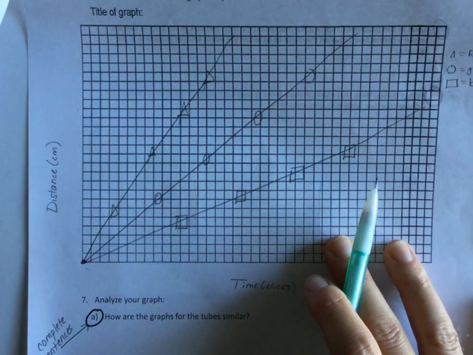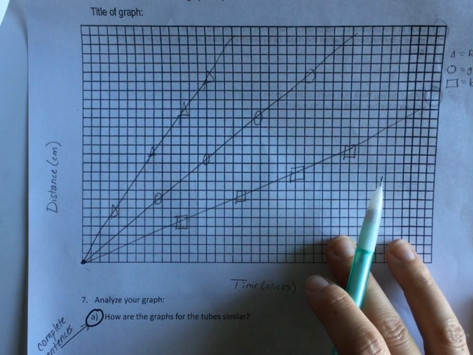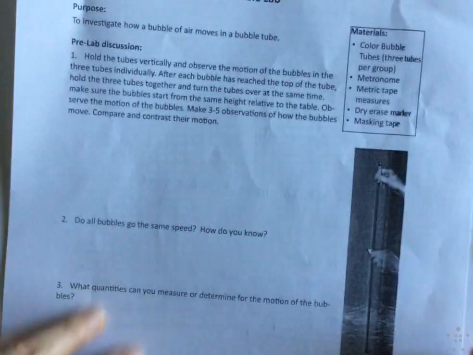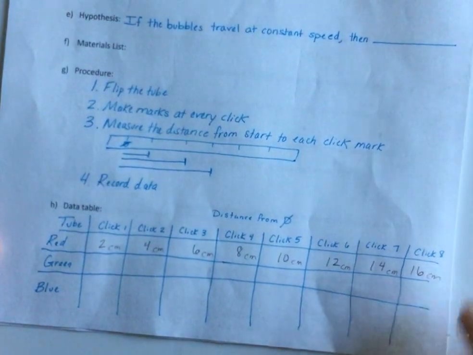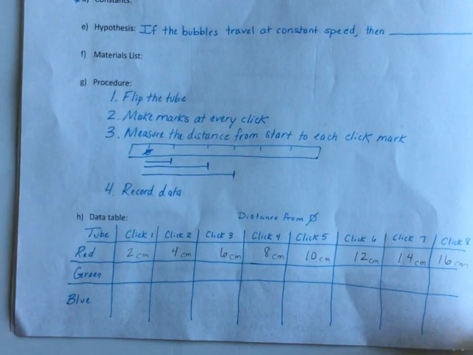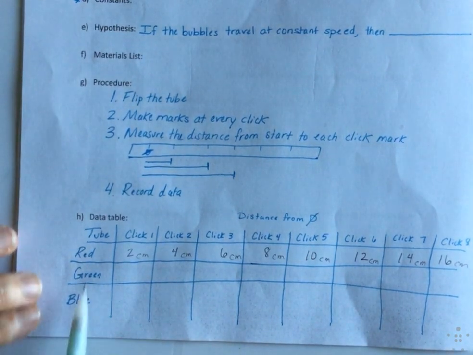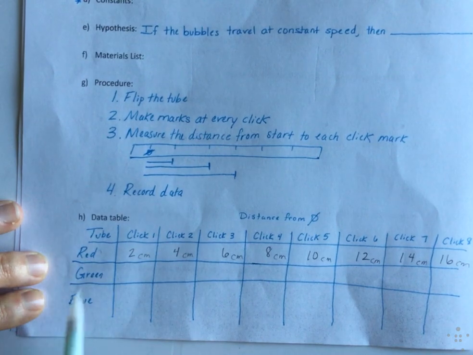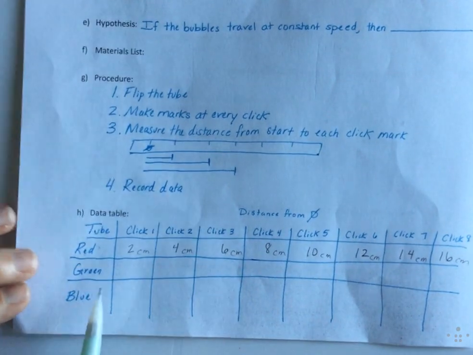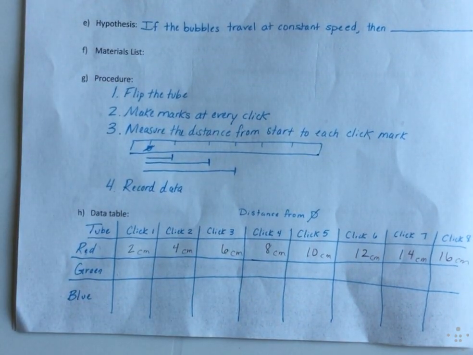Or you can also do it using your data table. So I've put in some fake data, so this is not correct at all. I made it up. Yours, you should not change yours, of course. Use what you got in the lab. So I'm going to be finding the slope of my red line today. And so I can pick any point that I want to because my graph starts at 0.